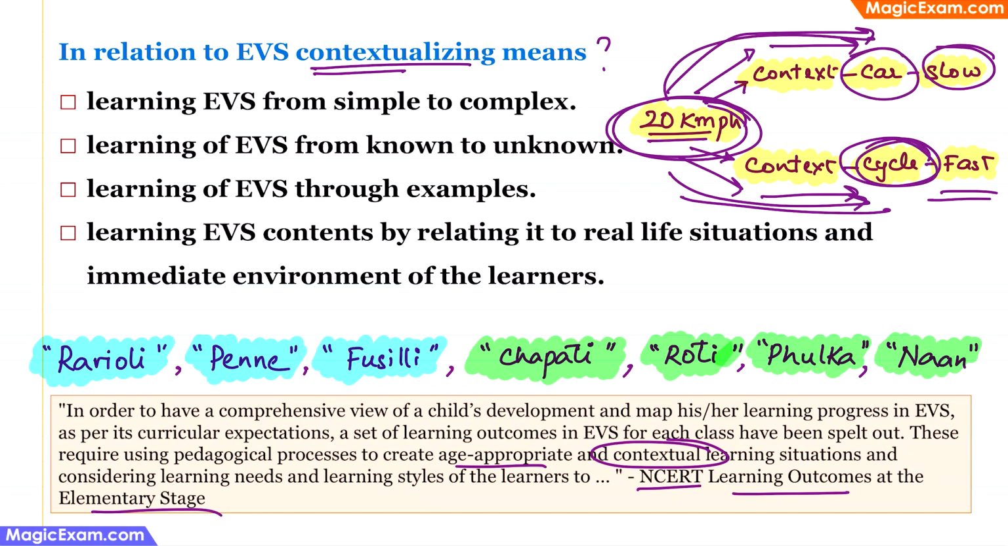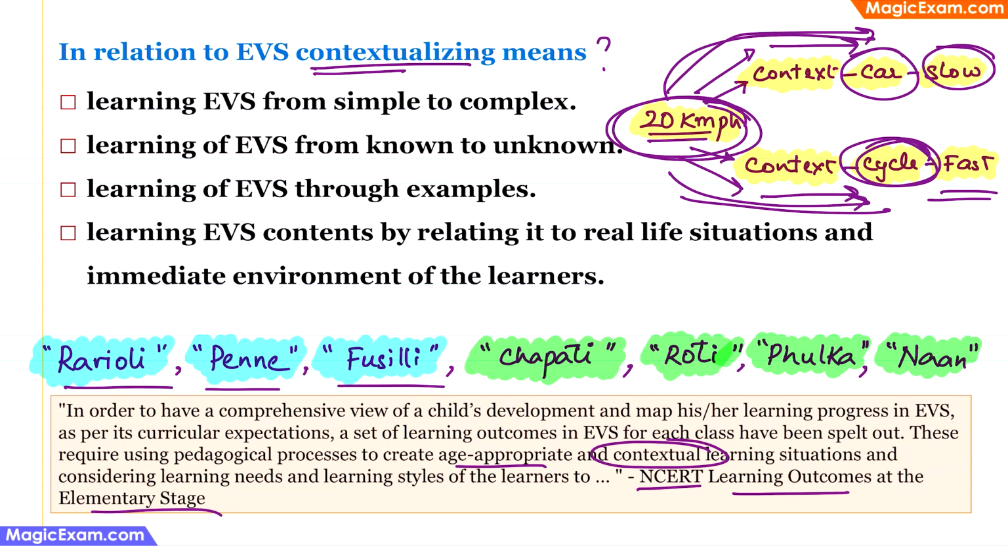So the context is the relation of two things. So that is a very simple meaning of the term context. So now another example of contextualizing is if I'm teaching about food to young children. So if I talk about popular food items like ravioli, penne, fusilli, so will the children be able to understand what I'm talking about?